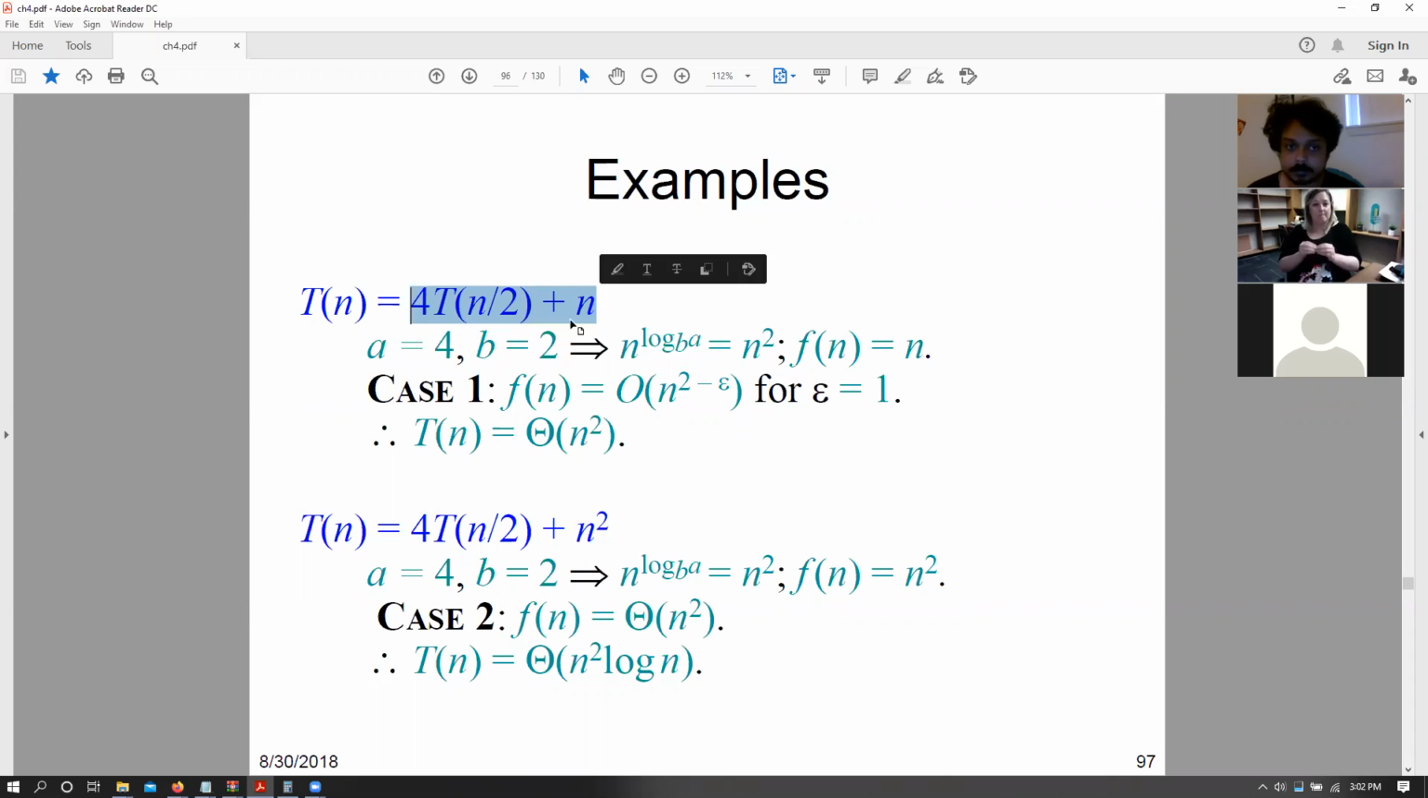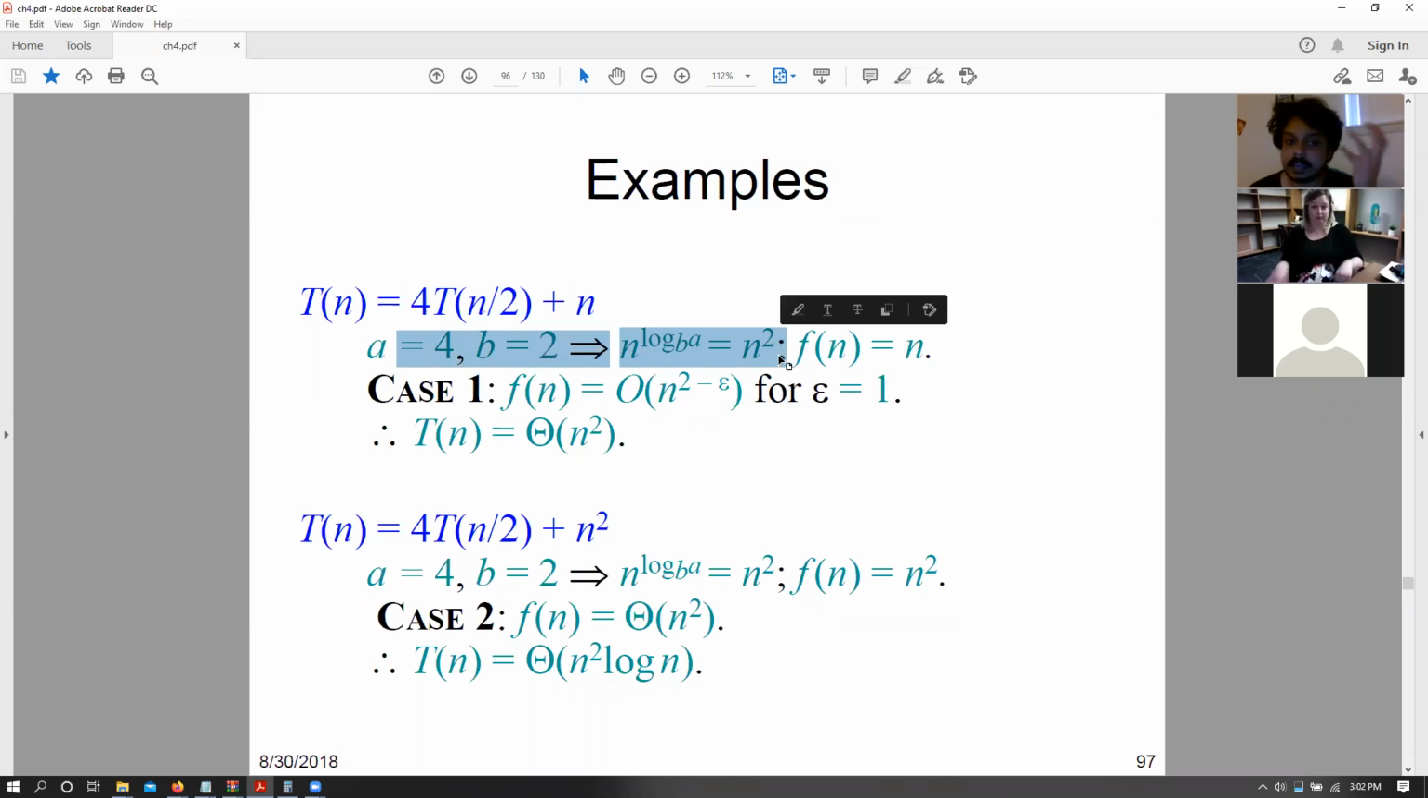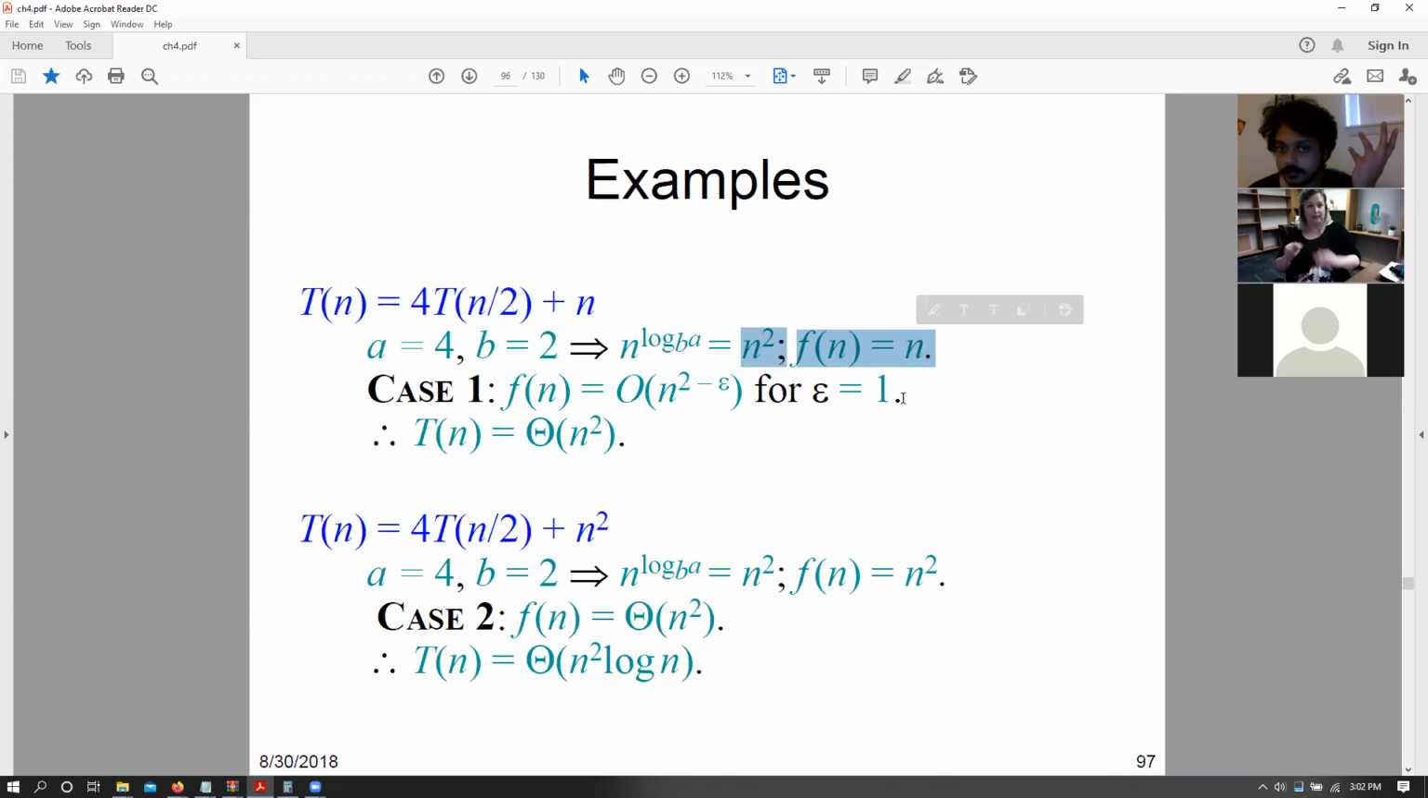T of n equals 4 T of n by 2 plus n. a is 4, b is 2. We have n raised to the power of log base b of a, which equals n squared. F of n is n. So we need to subtract 1 from this exponent to get the big O of that equation as tight as possible. So epsilon 1 works.